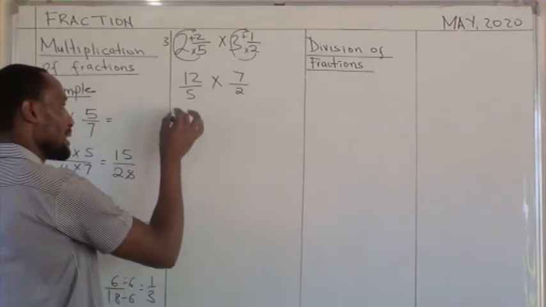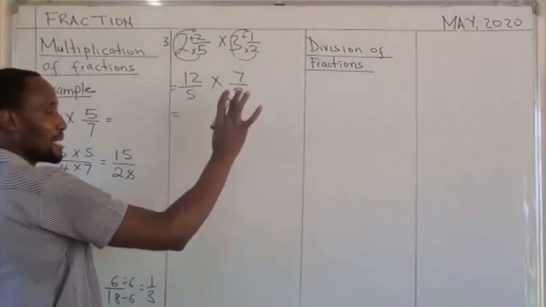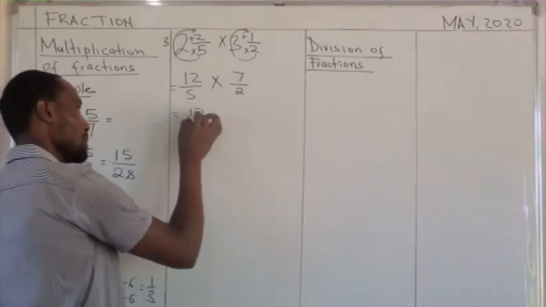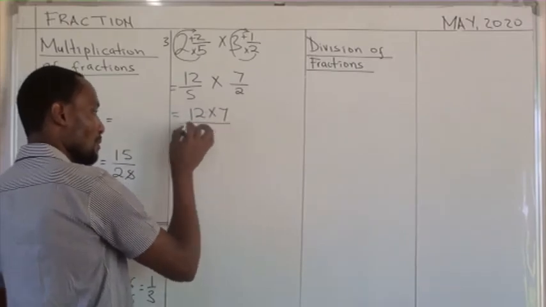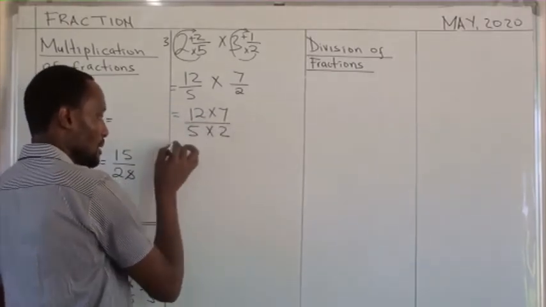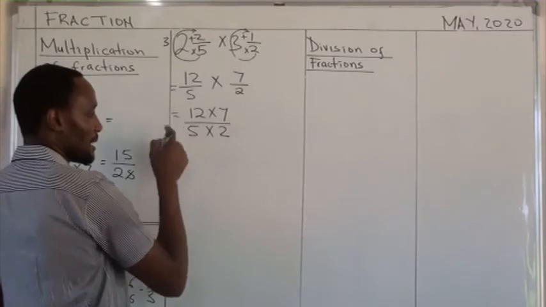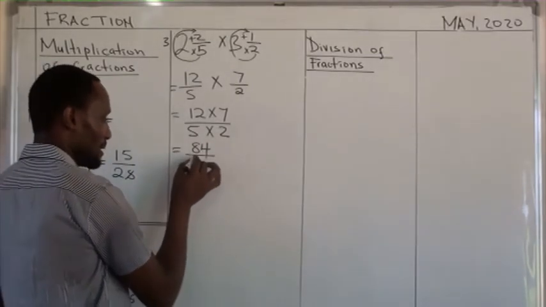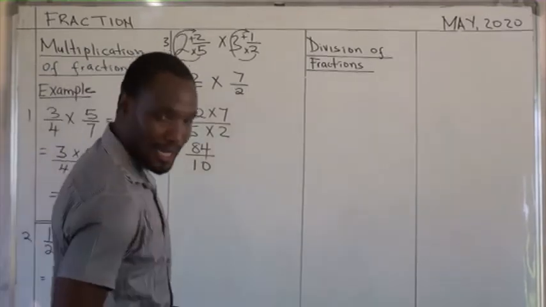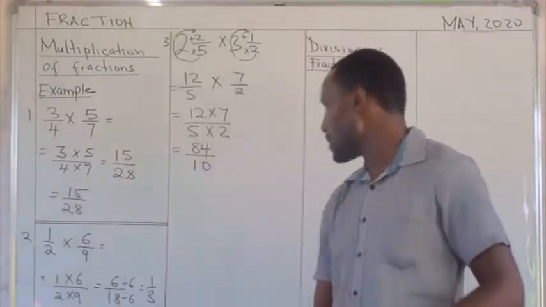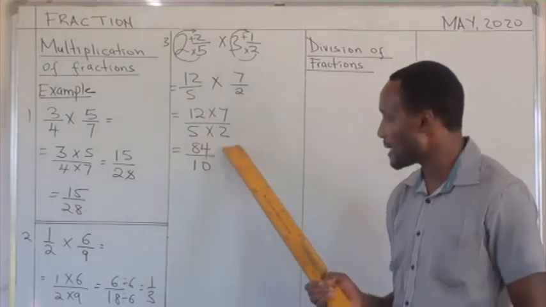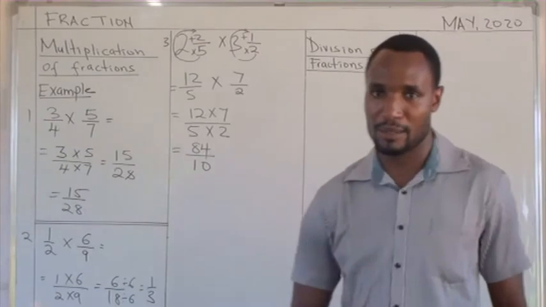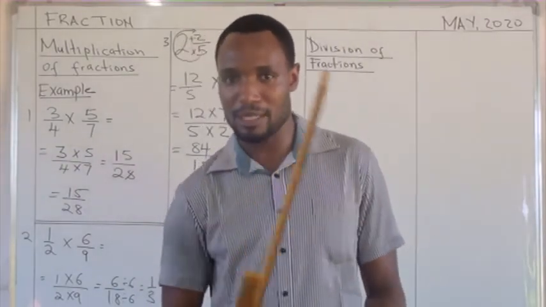Now what do we do? We need to multiply directly, as we say. Multiply the numerators alone, multiply the denominators alone. Let's see. 12 times 7 over 5 times 2. What are you going to get? That is 84 over 10. Now, which kind of fraction do we have on the board? If you remember what I said, when we have a bigger numerator and a smaller denominator, this fraction is called an improper fraction.